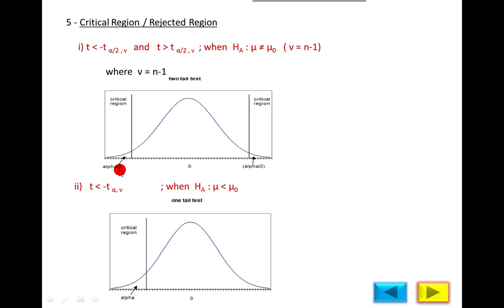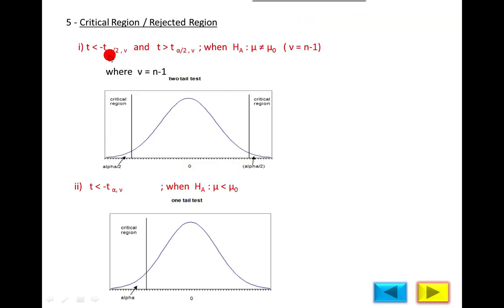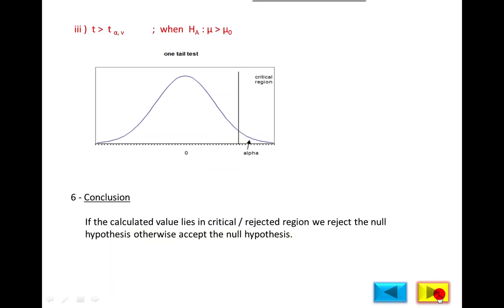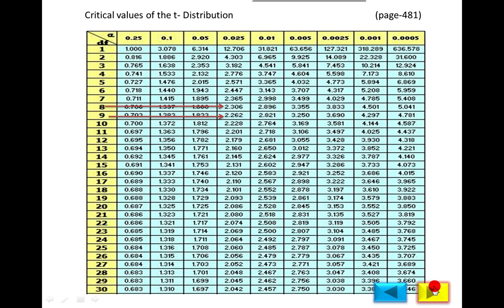Okay, so critical region is also called rejected region. This notation simply represents the area. This t is the calculated value obtained from this formula, and this t alpha upon 2 is the table value we will obtain from the t-test table. So this table is given in this video. I will explain it after a few questions.